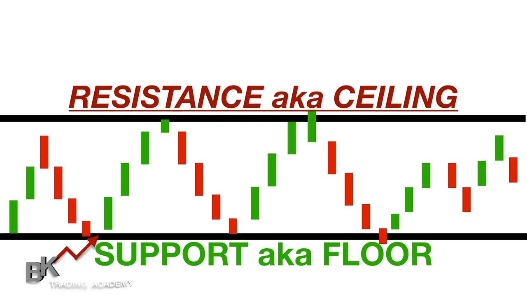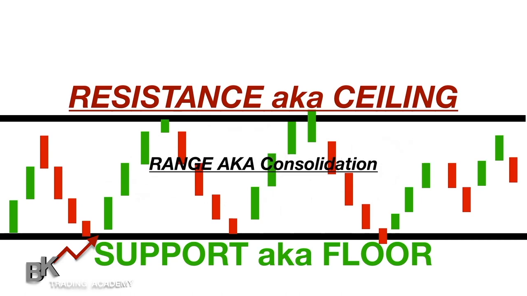So notice how price is bouncing off the floor and the ceiling. That gives you a good indication of when you can buy and when you can sell. This is also known as a range or consolidation. So when price bounces off your support and resistance zone continuously, that's called a range or consolidation, okay? And it helps us know when to buy or when to sell.